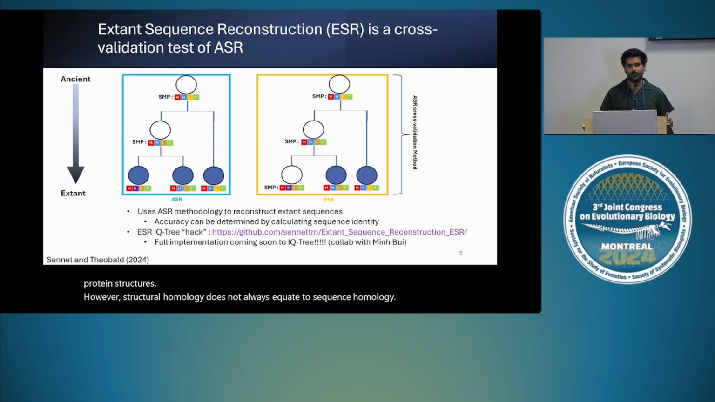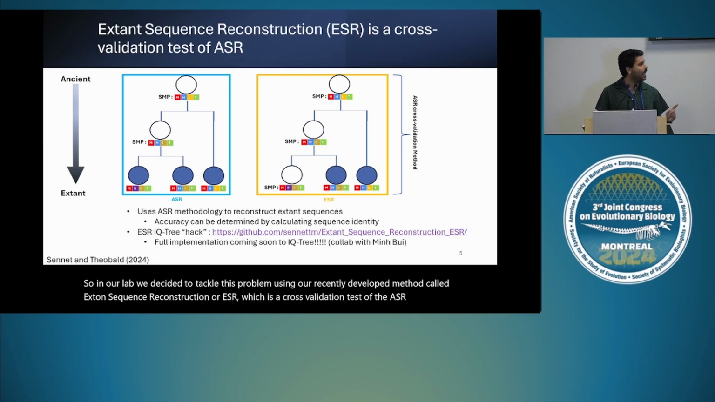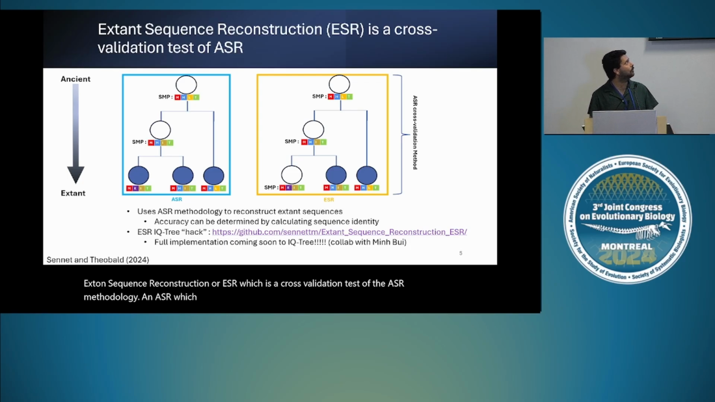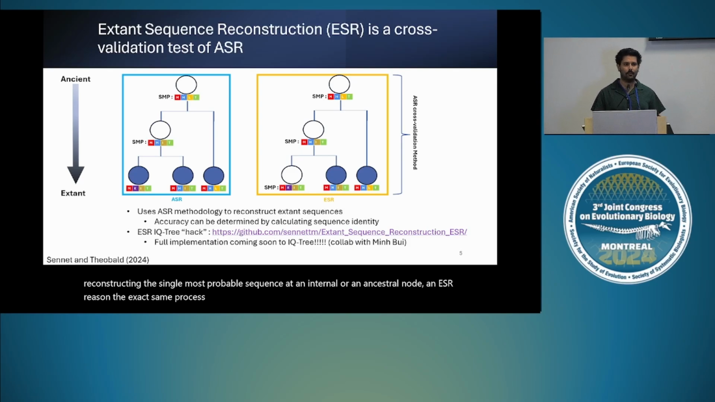So in our lab, we decided to tackle this problem using our recently developed method called extant sequence reconstruction, or ESR, which is a cross-validation test of the ASR methodology. In ASR, which is there in the blue box, what we're trying to do is reconstruct the single most probable sequence at an internal or an ancestral node. In ESR, we're using the exact same process to reconstruct the amino acid sequence at an extant or a terminal node of our phylogenetic tree. And we're doing this using a hack we developed for IQtree.